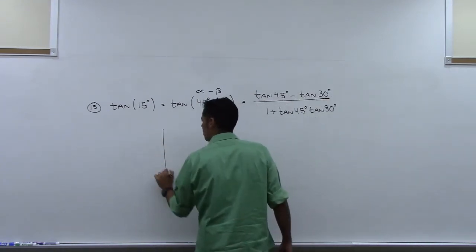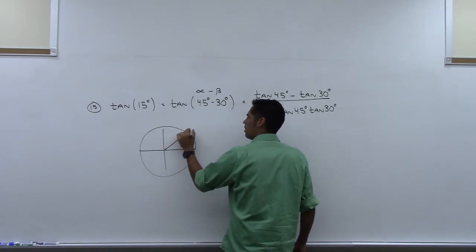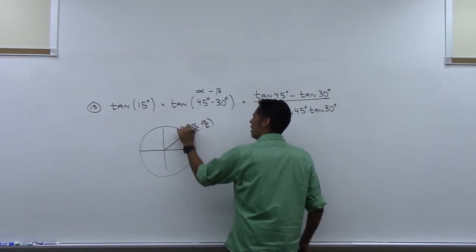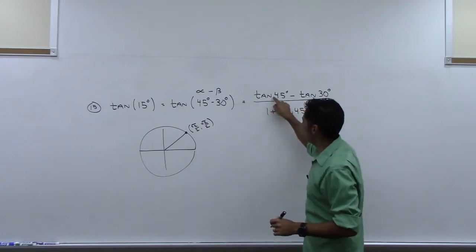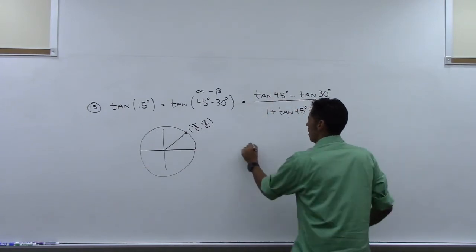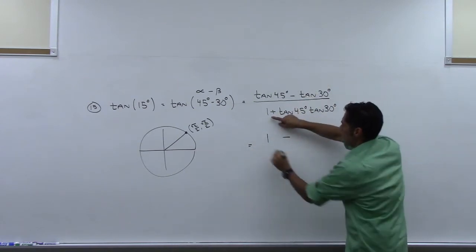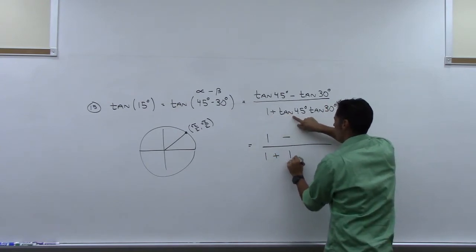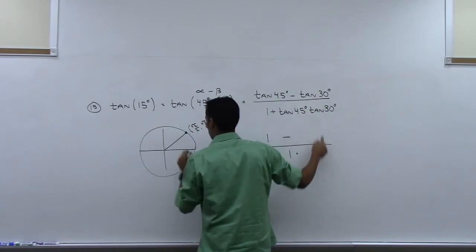All right, so all we need to do is figure out what tangent is at 45 and 30 degrees. So at 45 degrees, we have root 2 over 2, root 2 over 2. And tangent here is the y divided by the x. So tangent of 45 should be 1. So we're going to have 1 minus, we'll figure out what this is in a second, over 1 plus tangent of 45 here is 1 times tangent of 30. So we need to figure out the tangent of 30 part.